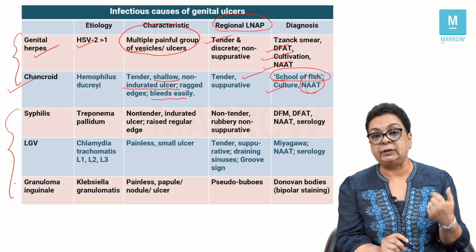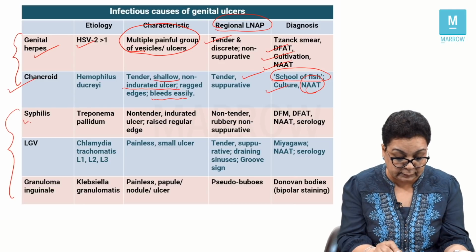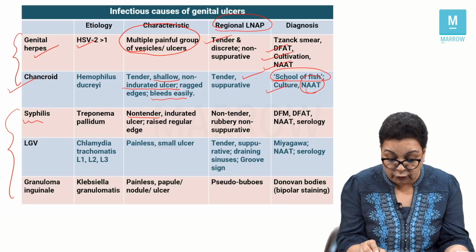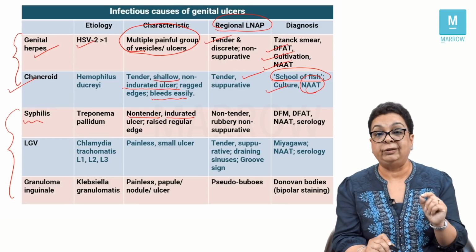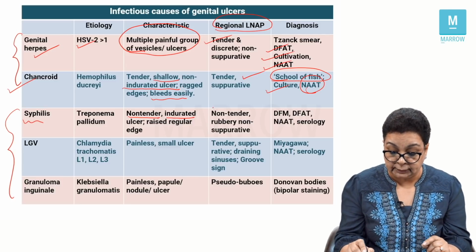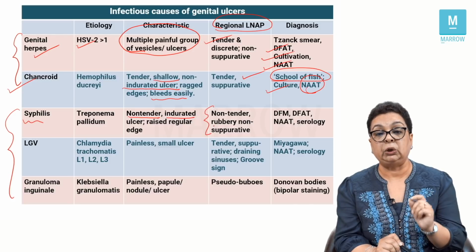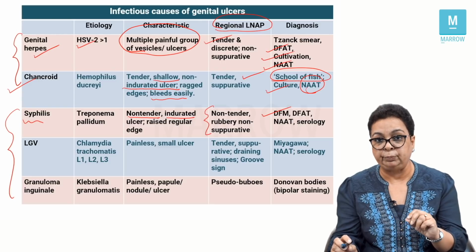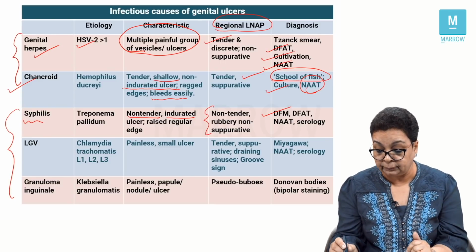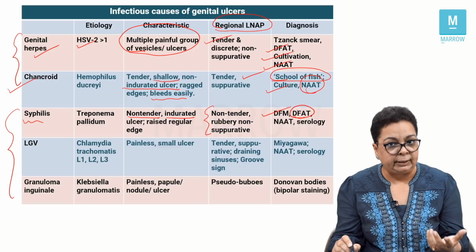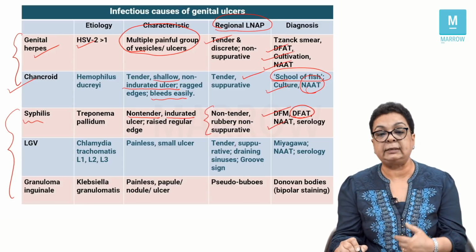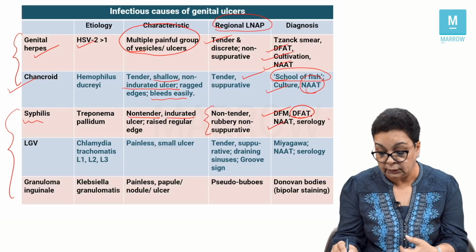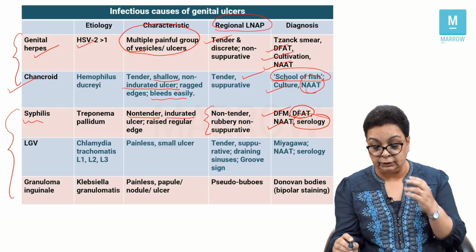Next, we move on to the 3 causes of painless genital ulcers. First is syphilis, which is caused by Treponema pallidum subspecies pallidum. It's a non-tender, indurated ulcer with raised regular edges, associated with non-tender, rubbery, non-suppurative lymphadenopathy. Diagnosis is done by dark-field microscopy of the exudate from the hard chancre, or antigen detection by direct fluorescent antibody testing, most sensitive nucleic acid amplification tests, but most commonly what is used for diagnosis are the serological tests, the non-treponemal and the treponemal tests.